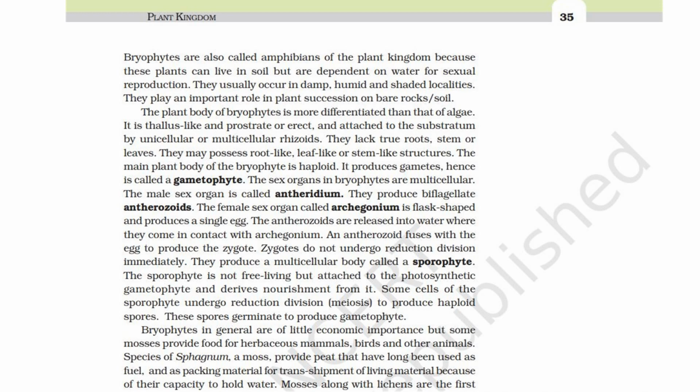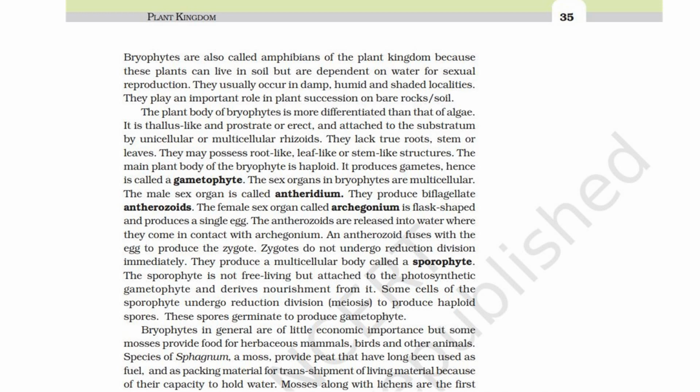An antherozoid fuses with the egg to produce the zygote. Zygotes do not undergo reduction division immediately. They produce a multicellular body called a sporophyte. The sporophyte is not free-living but attached to the photosynthetic gametophyte and derives nourishment from it. Some cells of the sporophyte undergo reduction division (meiosis) to produce haploid spores. These spores germinate to produce the gametophyte.